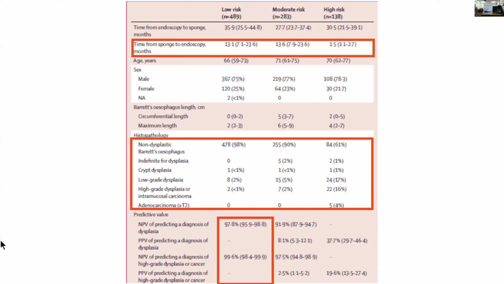Now, again, because we are considering the use of this as a screening tool, the negative predictive value of patients in the low risk category is around 97% for predicting a diagnosis of dysplasia. And the negative predictive value for a diagnosis of high grade dysplasia was around 99.6%. So it seems to have a high negative predictive value if a patient is classified in the low risk group.